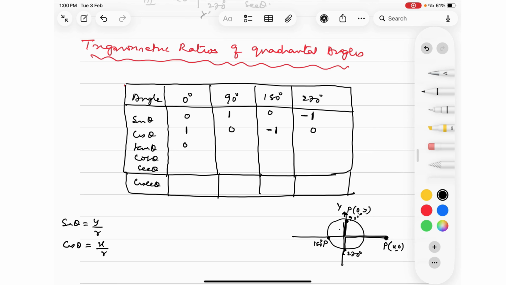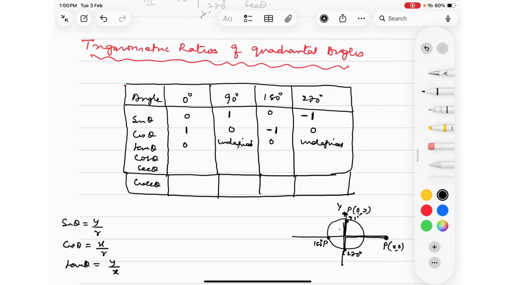Tan 90. Now what is tan theta? Tan theta is y by x. Now remember, if the point P is exactly on the y-axis somewhere here, then x will be 0. And anything divided by 0 is undefined. That is why tan 90 is undefined. That is the proof of why tan 90 is undefined. Tan 180 degrees, very clearly 0. Tan 270 degrees, undefined.